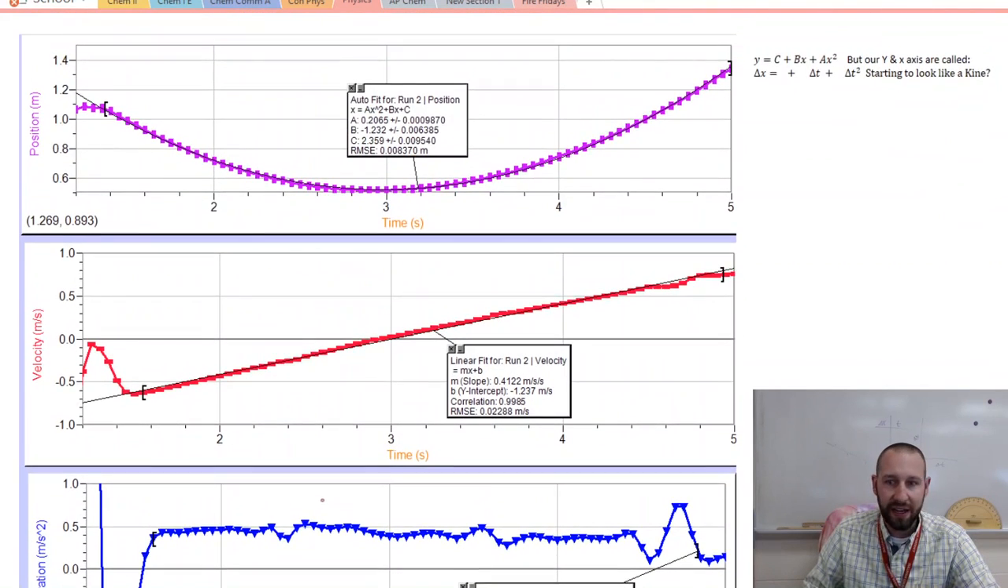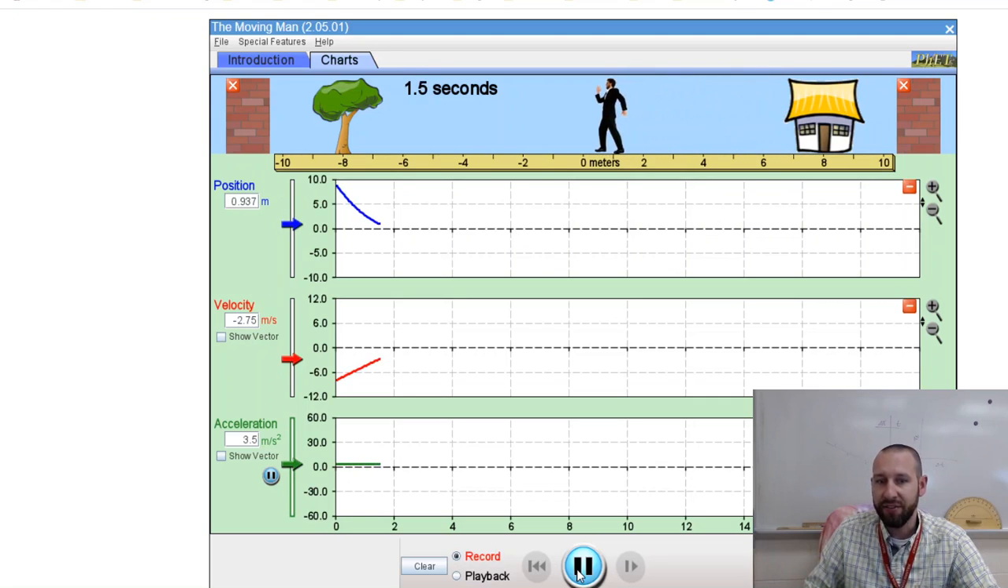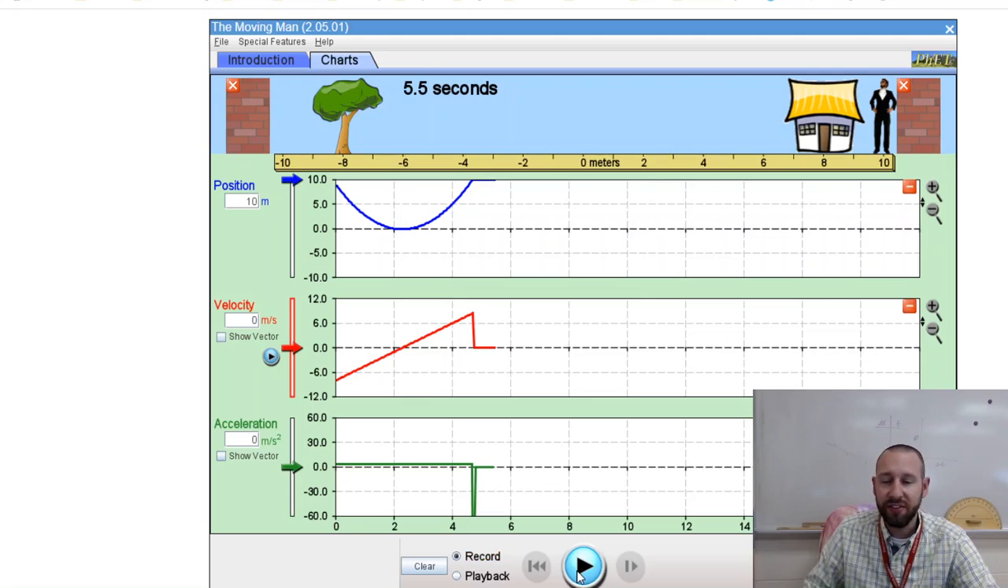So we're going to analyze those, but if you're doing the virtual lab, doing the Moving Man is a great idea. You're going to set the Moving Man position at 9 meters, the velocity at -8, and the acceleration at 3.5. You're going to hit record down here, and then hit play, and you're going to watch him make these 3 graphs for you. Here he goes. Look at him go. He's going. Smash. All right, you can stop any time after he smashes.